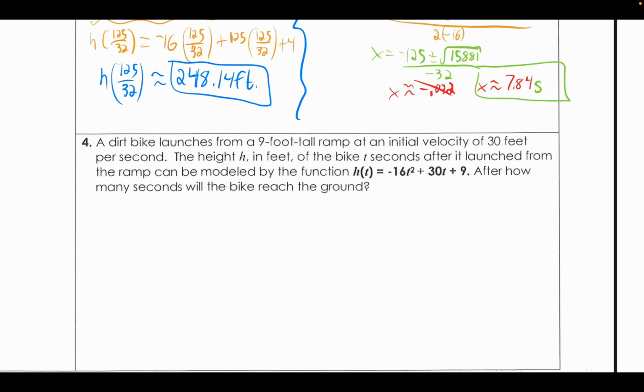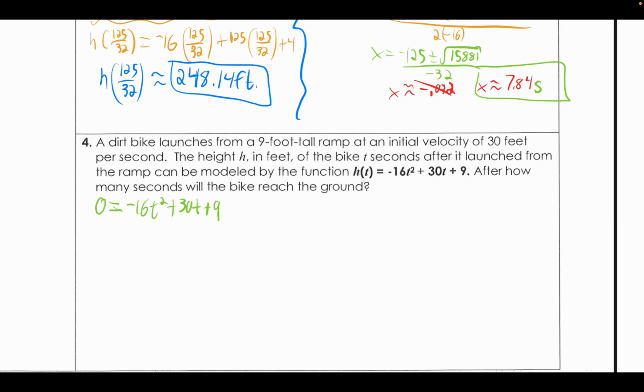A dirt bike launches from a 9-foot tall ramp at an initial velocity of 30 feet per second. The height h in feet of the bike t seconds after it launched from the ramp can be modeled by the following function. After how many seconds will it take for the bike to reach the ground? So again, we're looking for the height to be 0. So I'm going to plug 0 in for that whole left side and say 0 equals negative 16t squared plus 30t plus 9. You might notice a theme there that the a is consistently being negative 16.